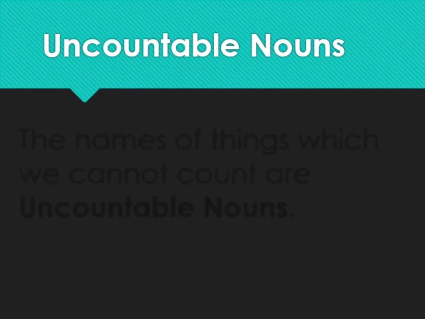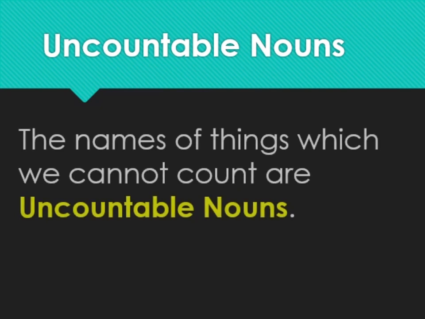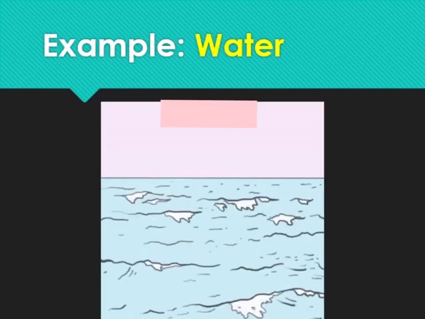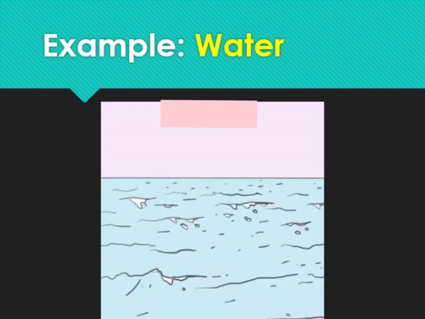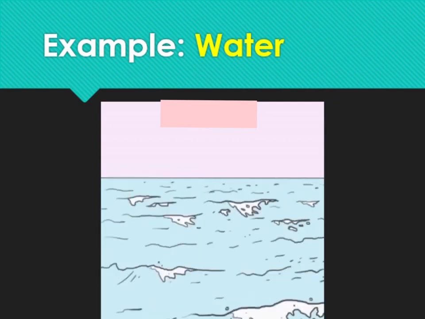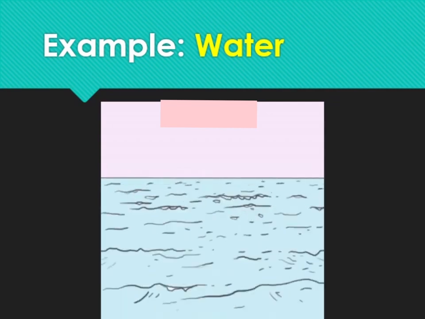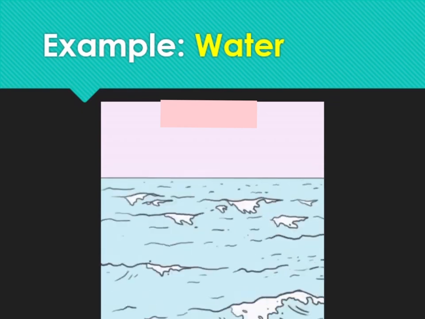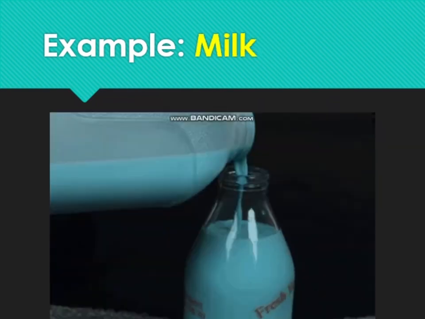Next is uncountable nouns. What are these? The names of things which we cannot count are uncountable nouns. For example, water. We cannot count it like 1, 2, 3. So water is an example of an uncountable noun.